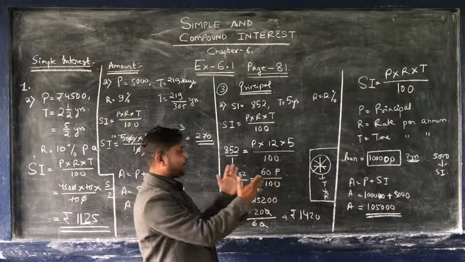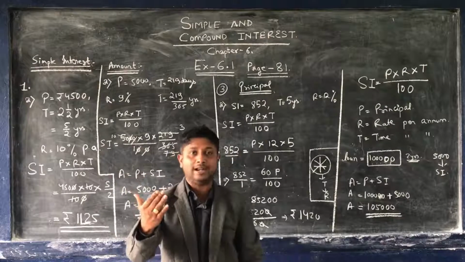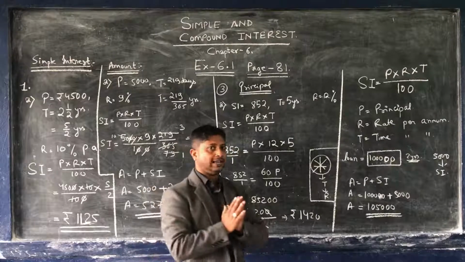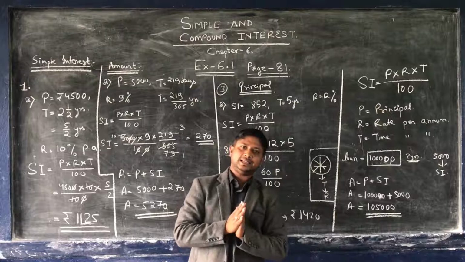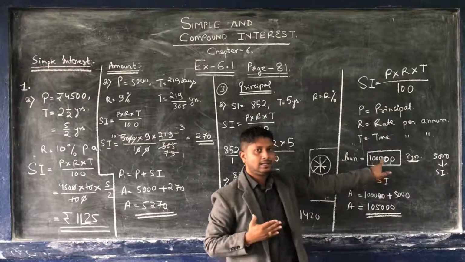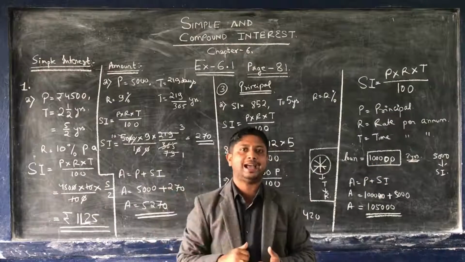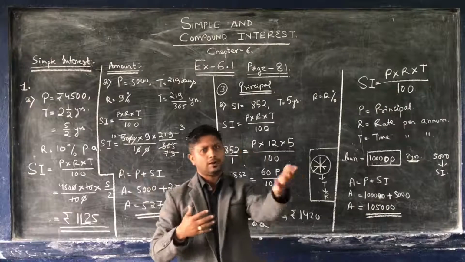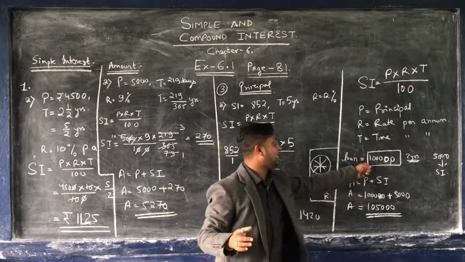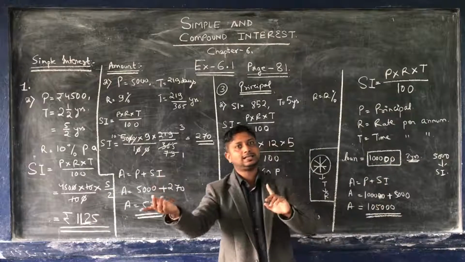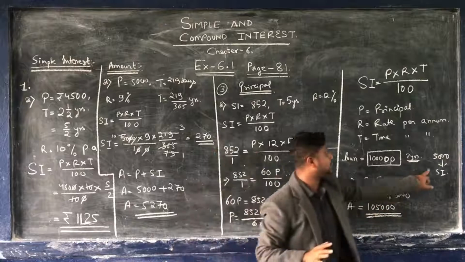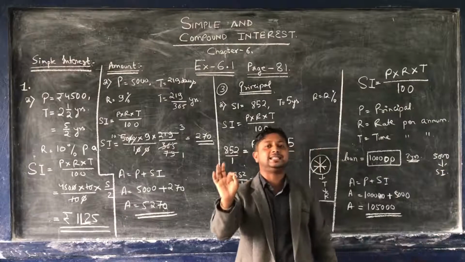Now, before I proceed with exercise 6.1 of page number 81 of the class 8 mathematics textbook, I would like to give you a small example. Say, for example, from someone I borrow rupees 1 lakh. I am in need of money. I borrow 1 lakh, maybe from a bank or from some indigenous banker or some money lender, whoever. I borrowed 1 lakh for 2 years, and after 2 years, that person told me you have to give me 5,000 rupees extra. That 5,000 extra is the interest. That is the simple interest.